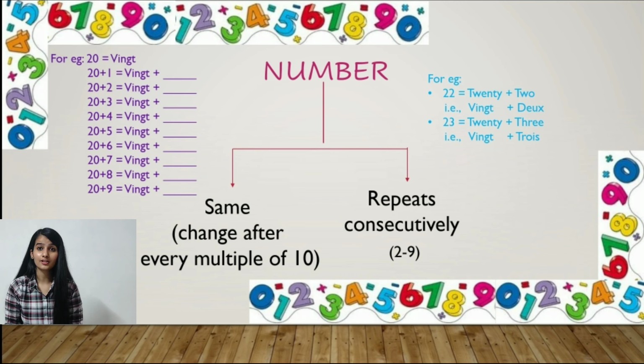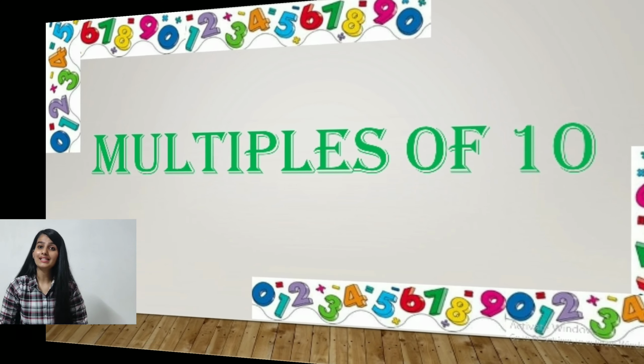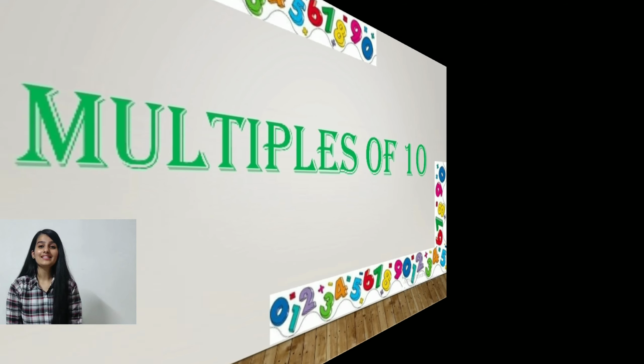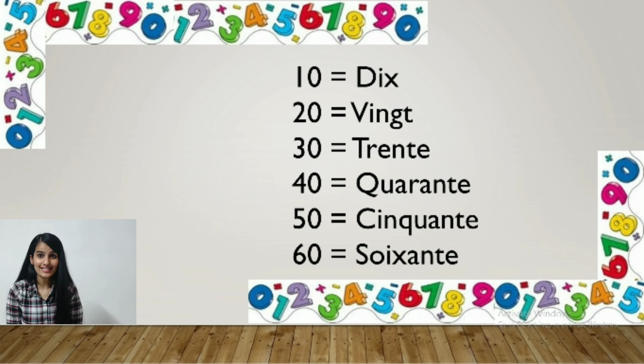Now let's quickly learn all the multiples of 10 so that you can easily make all the numbers till 60. So the first one is dix. You already know this one. Dix, that is 10. Second one is vingt, 20. This also you have already learned. Now trente, that is 30. Quarante, that is 40. Cinquante, that is 50.